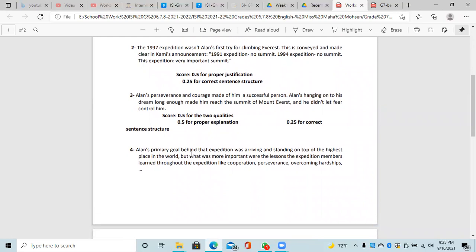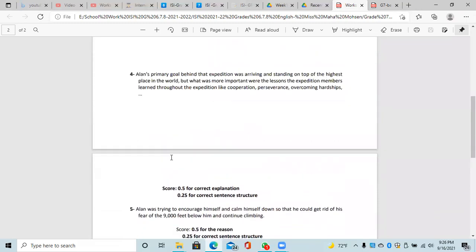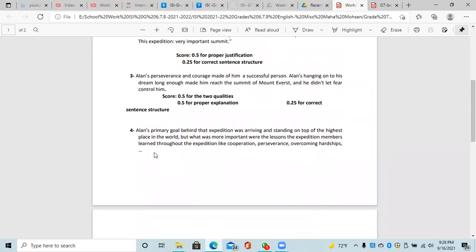Alan's primary goal behind that expedition was arriving and standing on top of the highest place in the world, which is Mount Everest. But what was more important were the lessons the expedition members learned throughout the expedition, like cooperation, perseverance, overcoming hardships. So the aim at first was to climb Mount Everest, but in the end, the members of the group learned skills like cooperation. They cooperate together. They have perseverance, patience. They hold on to their dreams, and they overcome all the hardships they face in order to reach their goal or their dream.